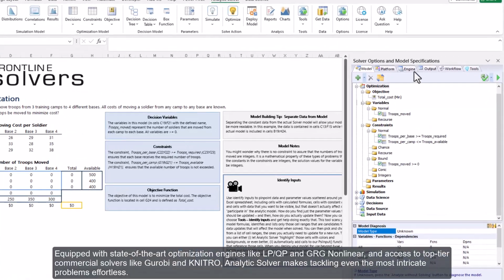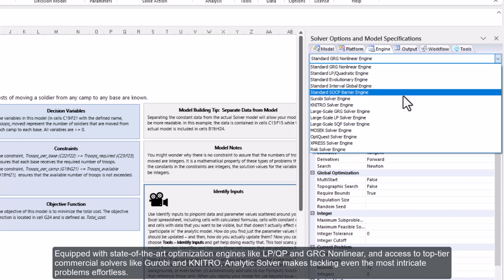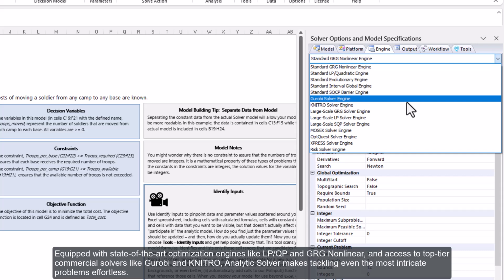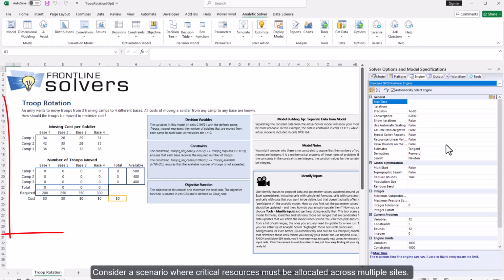Equipped with state-of-the-art optimization engines like LPQP and GRG Nonlinear, and access to top-tier commercial solvers like Gurobi and Knitro, Analytic Solver makes tackling even the most intricate problems effortless.